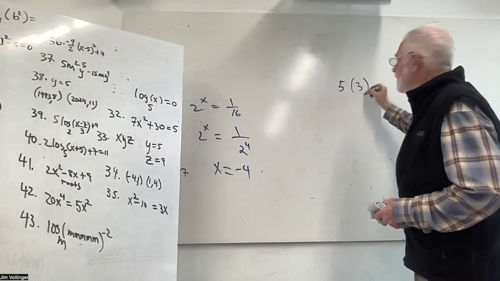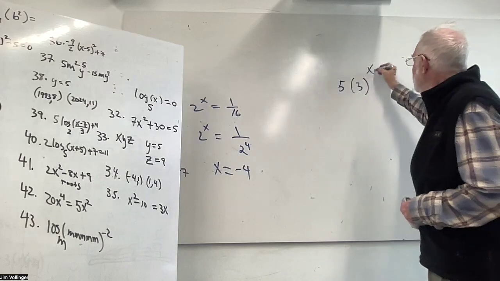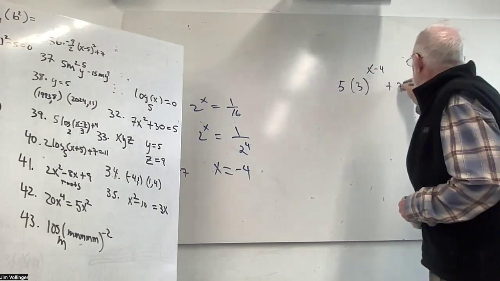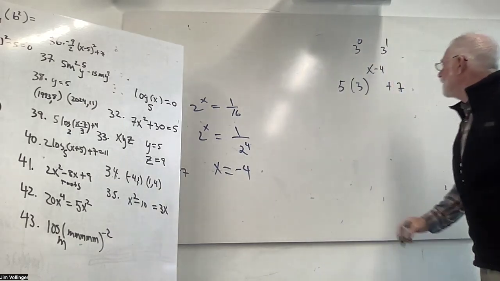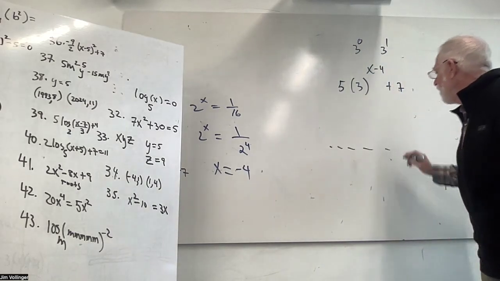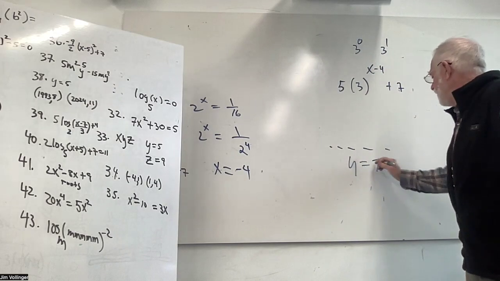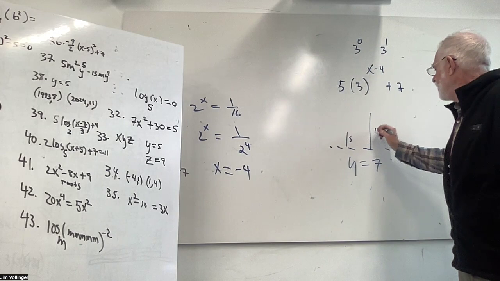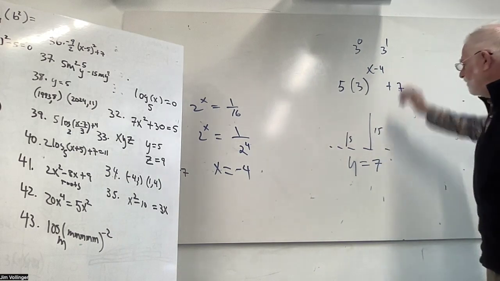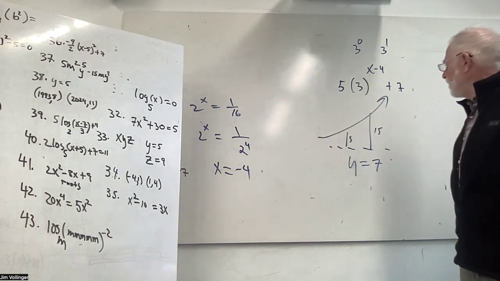5 times 3 to the x minus 4 plus 7. I want to get 3 to the 0, and I want to get 3 to the 1. And I see an exponential growth where y equals 7. I think my first jump is going to be 5. I think my next jump is going to be 15. And then the next jump, 45. And I think I'm looking like that.